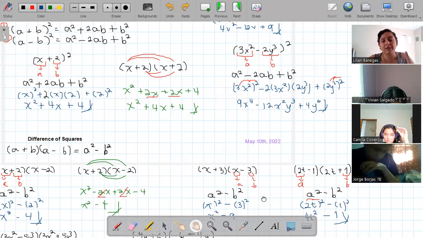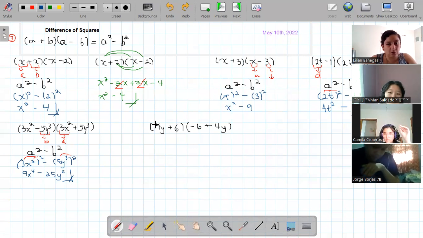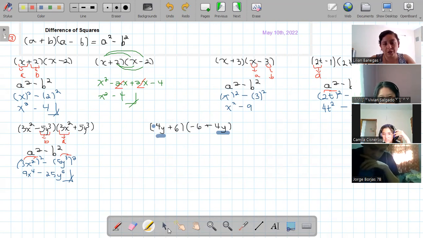Okay, let's observe. Let's really pay attention to this. I'm going to rewrite that. As you can see, you got 4y and you got 4y. This is positive. This is positive. You got 6 and 6. This is positive, but this is negative. So what should I do?